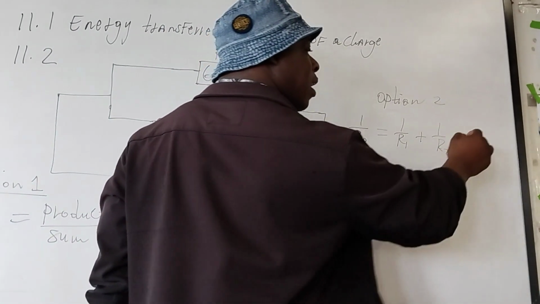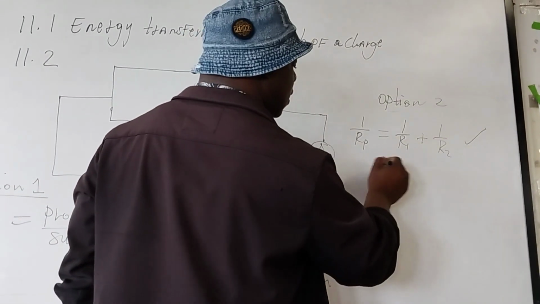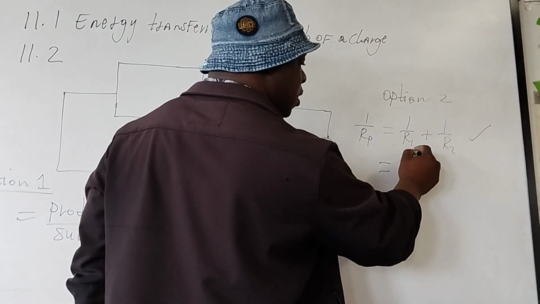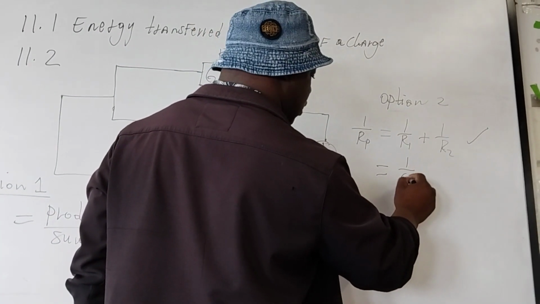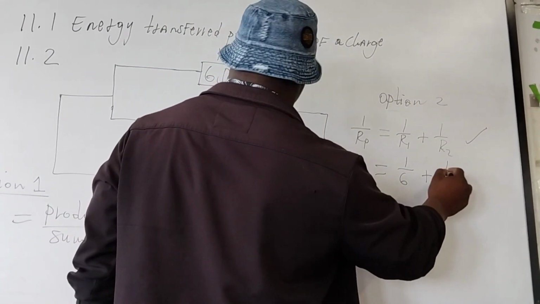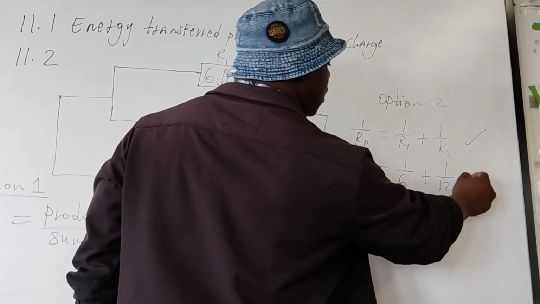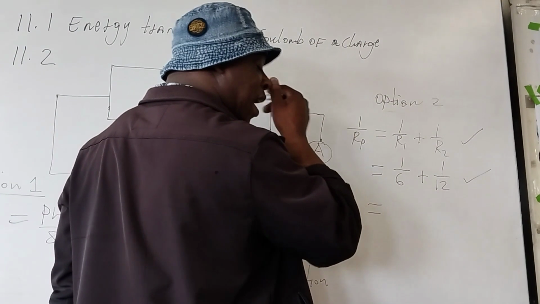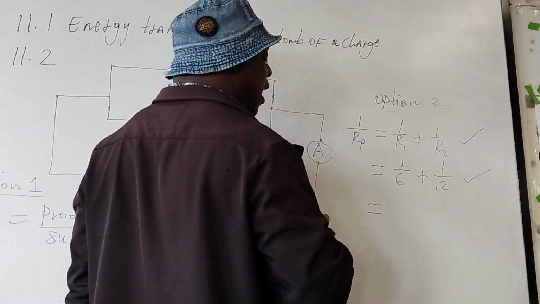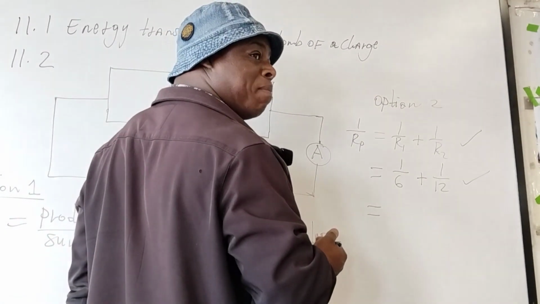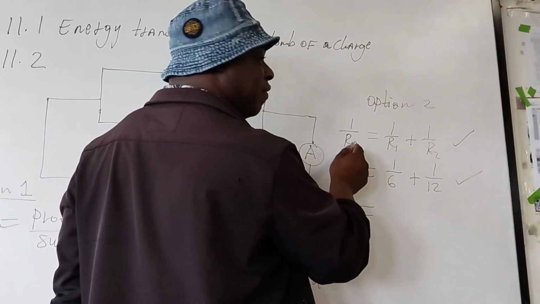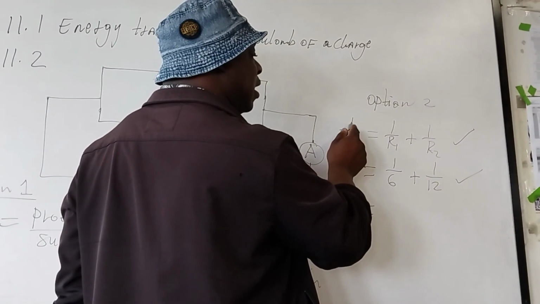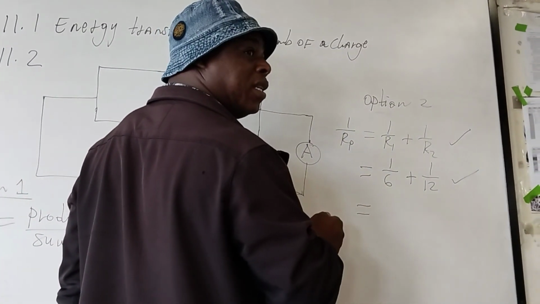Again, first mark, formula, right? Then we go and substitute. R1 is 6, and then R2 is 12. Second mark for the substitution. From here, you must give the answer, right? Then we indicated that if you take the inverse of Rp, the inverse of this, it simply means that the fraction becomes a negative exponent.